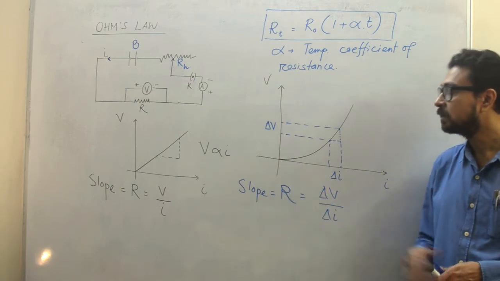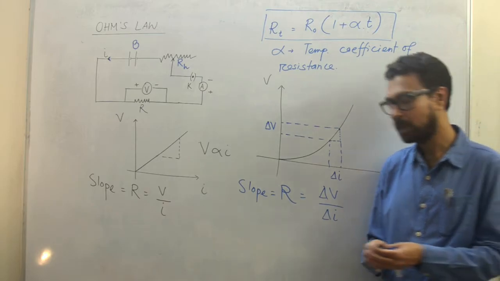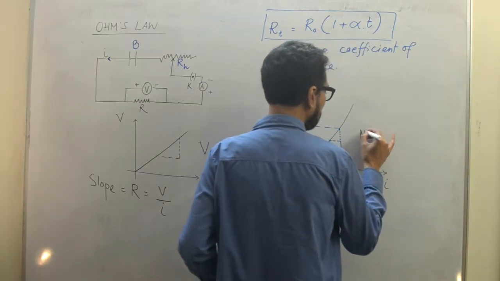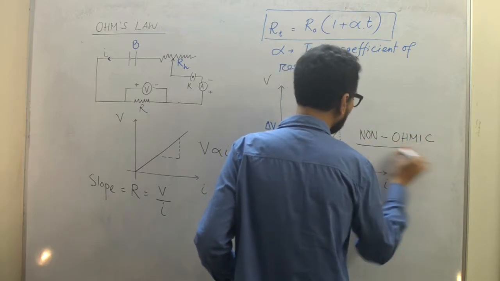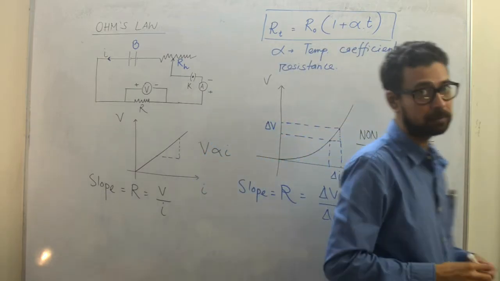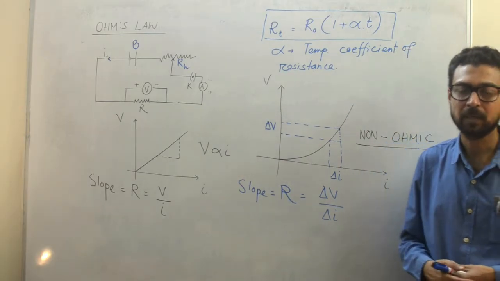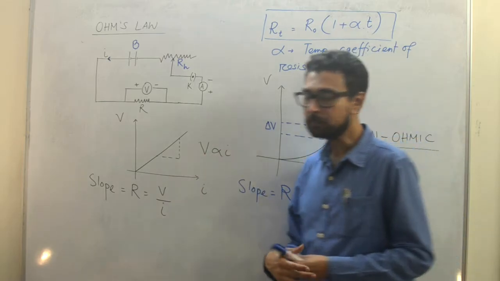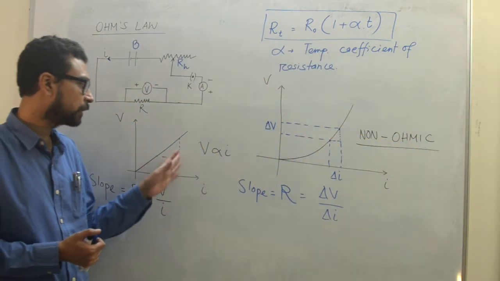You can understand that we have to calculate the resistance for this non-ohmic graph. I repeat, this is called non-ohmic. Why is it called non-ohmic? Because it is not following Ohm's law. In other words, practically the temperature of the conductor increases when the current passes through it, and even the other physical properties somehow change, and that's why we don't get this straight line.